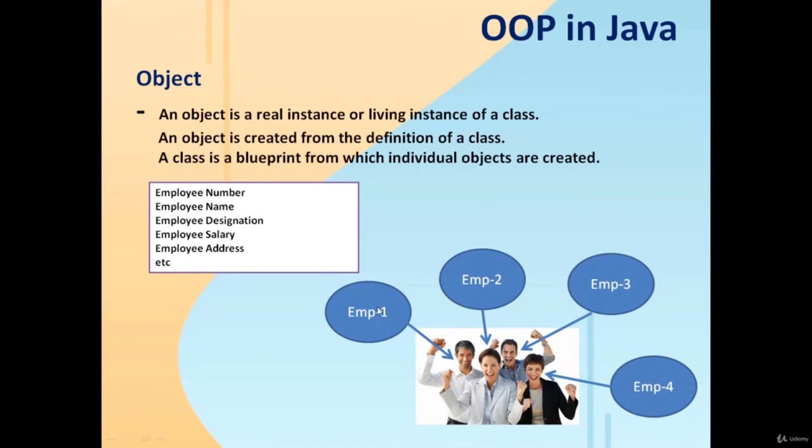Because every employee has their own employee number, employee name, designation, salary, address. Each person has their own. These are all real employees. So the first employee has his own employee number, his own name, his own designation, his own salary, his own address. This is what we talk about as an object.